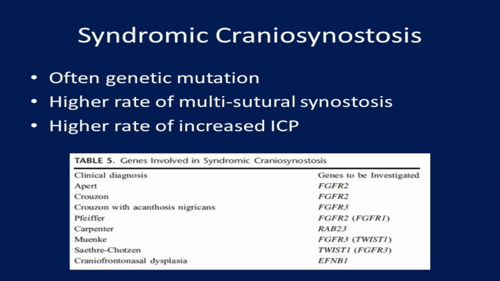One small note about syndromic craniosynostosis. This is a subcategory that has a genetic basis. There are several syndromes that are associated with this, which you can see in the table below, such as Apert, Crouzon, Pfeiffer, Carpenter, Muenke, and Saethre-Chotzen. These have a higher rate of multisutural synostosis, where more than one of the sutures are affected, and a higher rate of increased pressure in the brain.